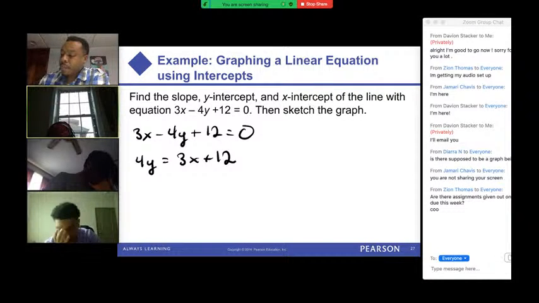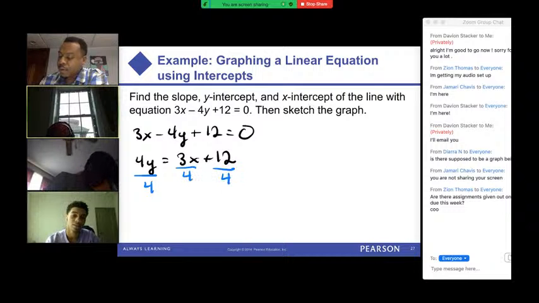Because we're dividing by a monomial in this case, we're going to divide both sides by 4. Because we're dividing by one term, we can actually separate the 4 in this way: divided by 4 and divided by 4. Otherwise, it just needs to be the entire right-hand side divided by 4. Then what we're left with is y equals 3/4 x plus 3.